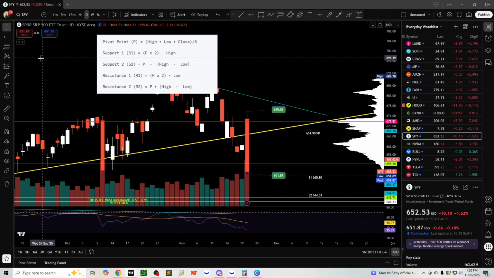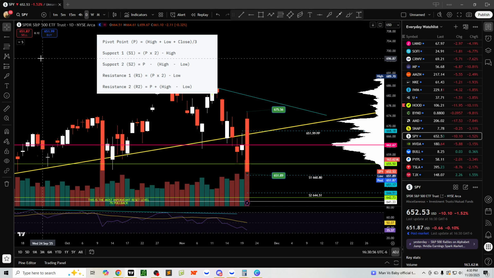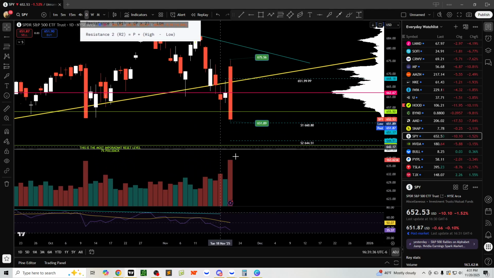So now let's do that support again. I'm so sorry, guys. And we're going to go from here. So support 1 is our pivot times 2, which is 651.99. And then we subtract our high, 675.56. All right, 628.42. That's more like it.